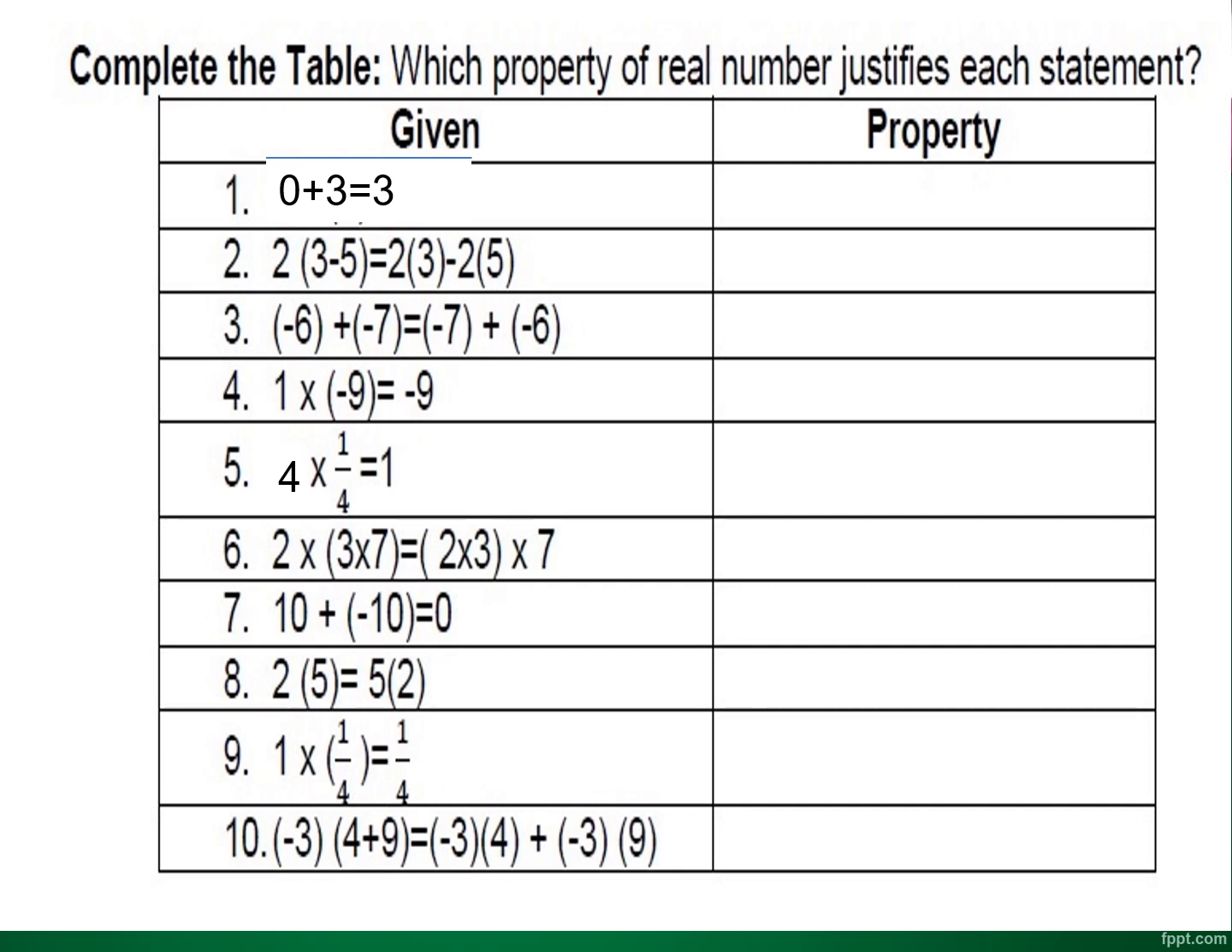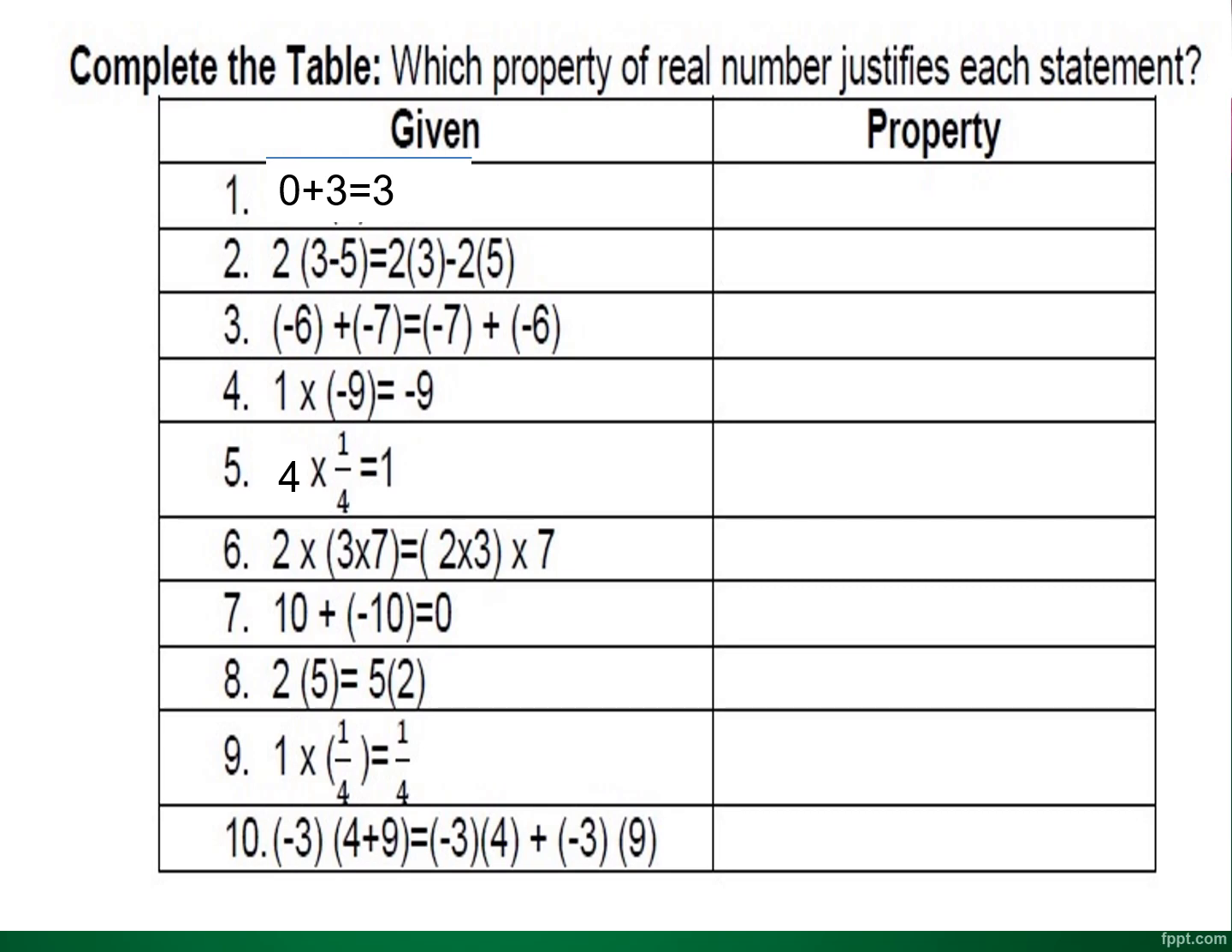Very good. Number 4, 1 times negative 9 equals to negative 9. Ano yung dinamultiply sa 1? Identity element natin dito ay 1. So, ano ibig sabihin nun? What property? Yes, we have identity property of multiplication. Kahit anong number na imultiply sa 1, ang lalabas ay yung number din.